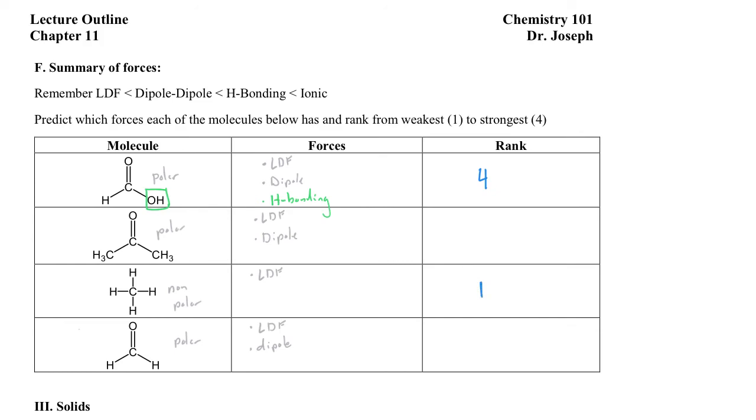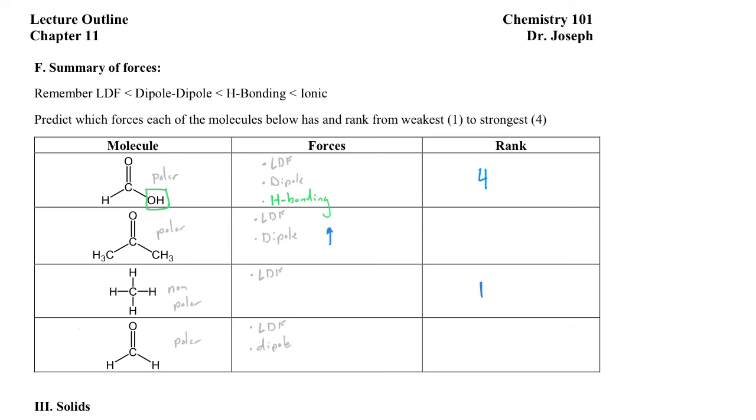Now we have our last two molecules to deal with. Notice that we have London dispersion forces and dipole-dipole forces for both. So how do we determine which molecule actually has the greater amount of one of those than the other? Well, that's right, we need to look at the molecular weights for each of these. Whichever one has the greater molecular weight would mean that one would have more London dispersion forces.